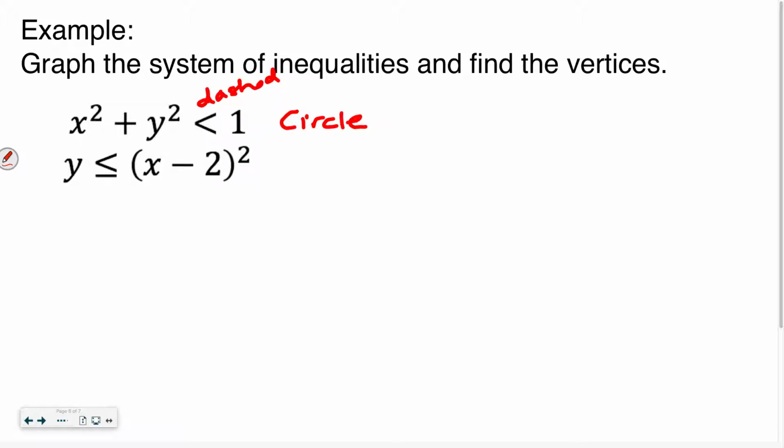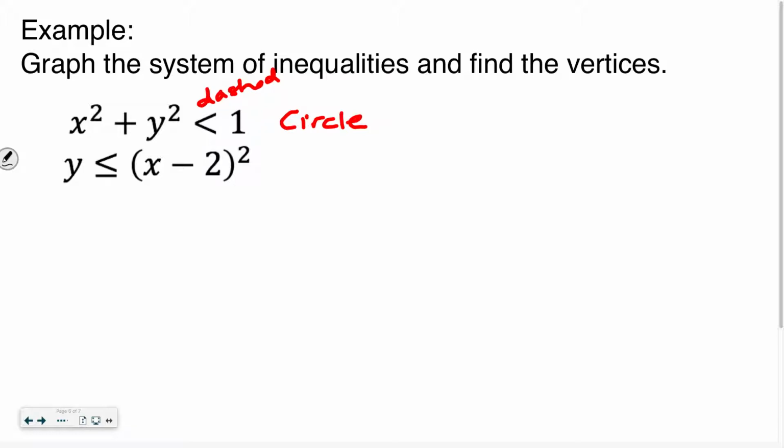I am a big person who often forgets to pay attention to shaded, solid, or dashed. So I end up having to erase my graphs a lot. Okay, so I sometimes mark it down so I remember.